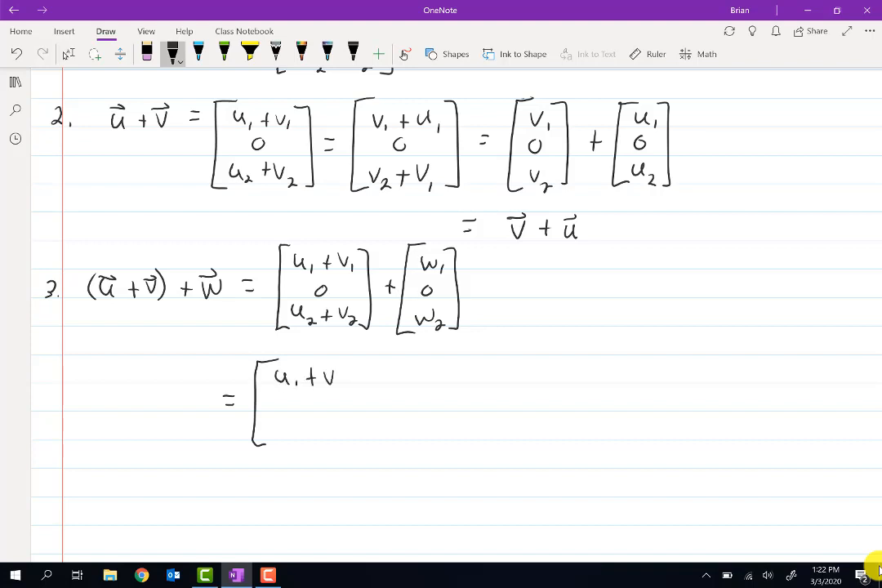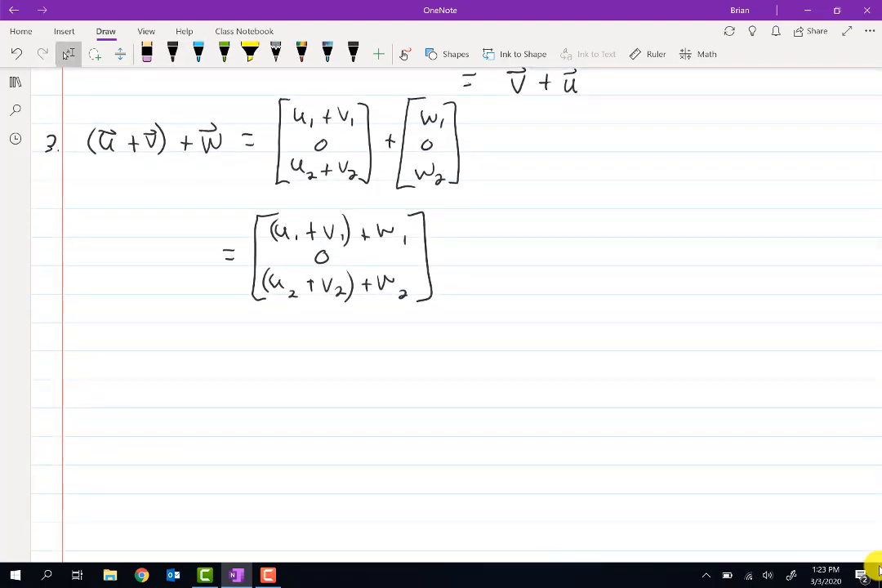U1 plus V1 plus W1. And then 0 plus 0 is still going to be 0. So that part's not a problem. U2 plus V2 plus W2. And the real numbers themselves are associative under addition. So I can rearrange the parentheses to write it as U1 plus, in parentheses, V1 plus W1, still a 0, U2 plus, in parentheses, V2 plus W2.